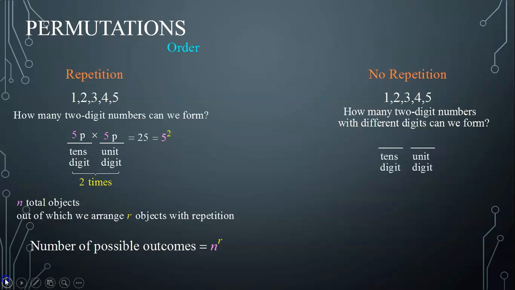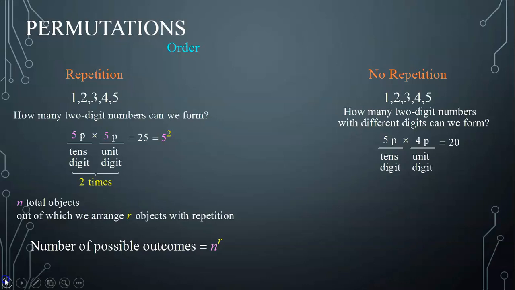Again, I have room for a tens digit and a unit digit. I have 5 possibilities for the tens digit, as I can choose any one of the given 5 digits. But I have 4 possibilities for the unit digit, as I cannot take again the digit I chose for the tens digit, as repetition is not allowed. Using the product rule, I end up with a total of 20 two-digit numbers with different digits.